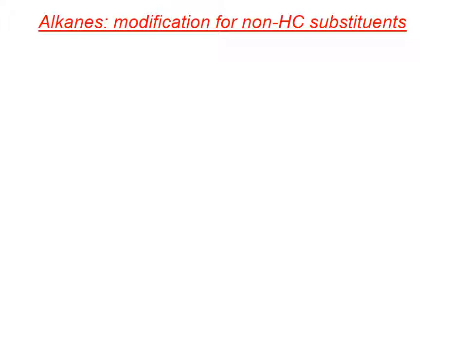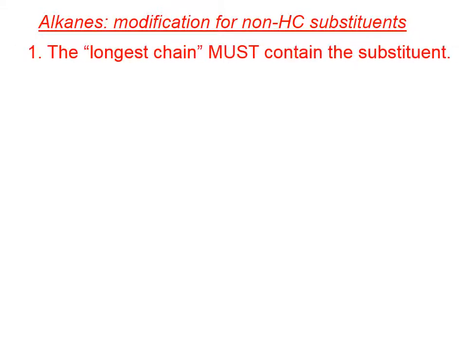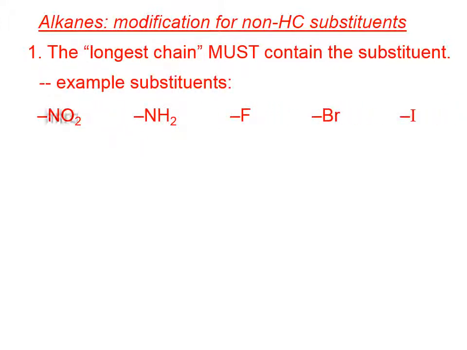When we're naming alkanes, here are the modifications that need to be made for non-hydrocarbon substituents. Here, HC means hydrocarbon. Firstly, the longest chain must contain the substituent. Here are some example substituents: nitro, amino, fluoro, bromo, iodo.